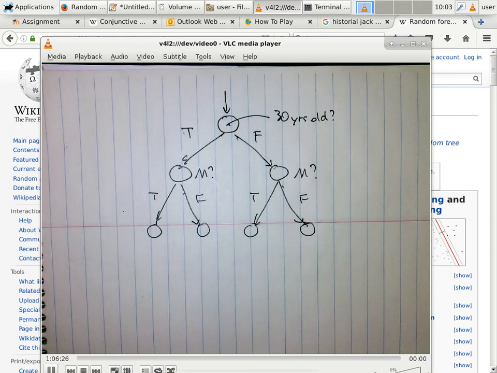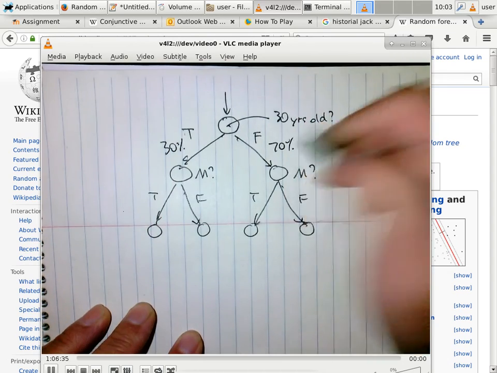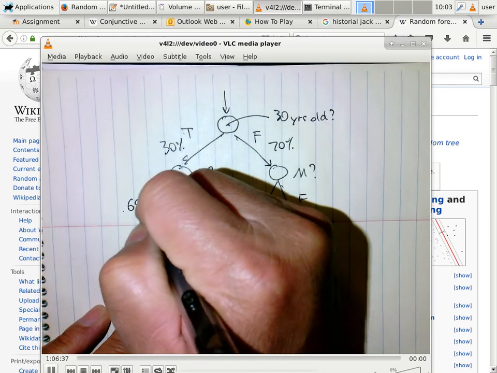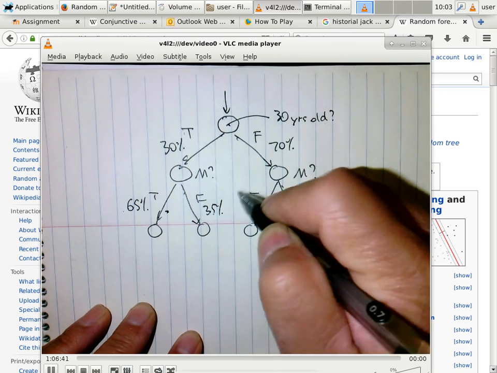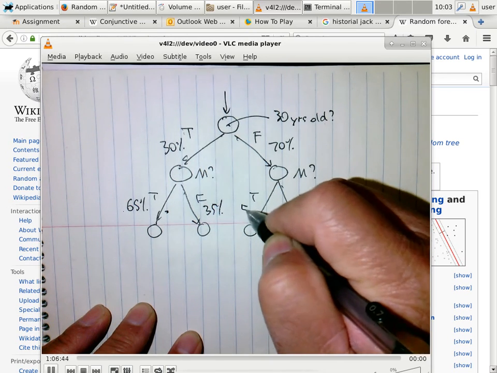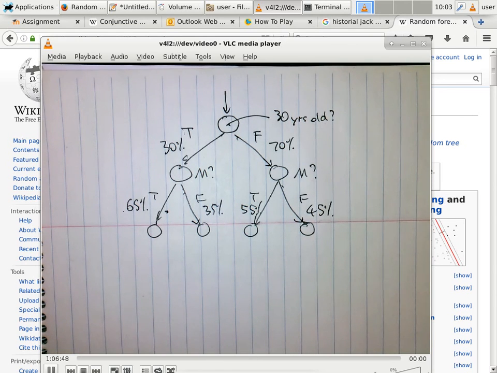Does that make any sense? Okay. So I'll just assign some random probabilities here. So let's say 30% is here, 70% is over here. And then we have 65%, 35%. Let's say we have 55 over here and 45 over here. These are completely made up numbers, okay?